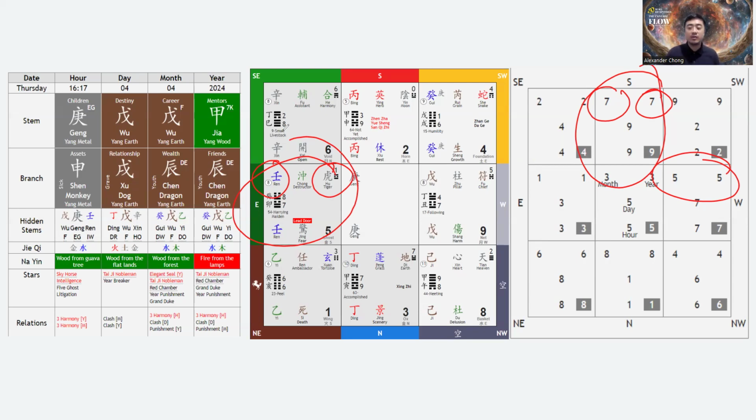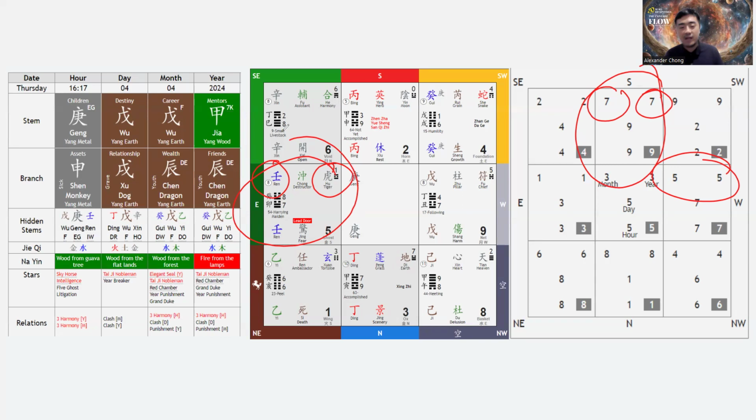3 harmony this month is what? Dragon, rat, and monkey. Yeah, dragon, rat, and monkey. Yeah, you mean the hours, I know. Dragon, rat, or monkey. Make the full 3 harmony combinations come in.